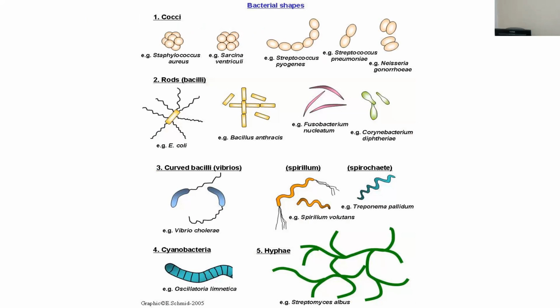We see our Staph aureus up here. This is our MRSA, wound infections. You'll see a lot of that. Here's our Strep pyogenes. This is our strep throat. Here is our Neisseria gonorrhoeae. Bacillus anthracis, anthrax.